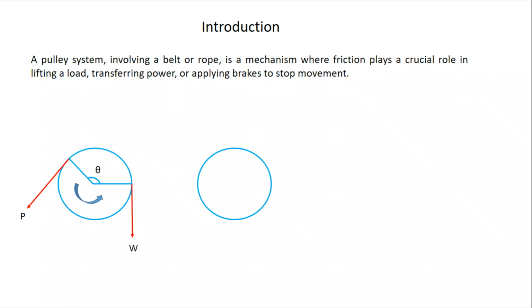Now we'll see this concept again with the help of tensions. At one side there is a tension T1 and on the other side a tension T2. We consider here the tight side applying force P, so this is T2. So tension in the tight side is T2, and in the slack side there is a tension T1. Now we know the relation between T2 and T1.